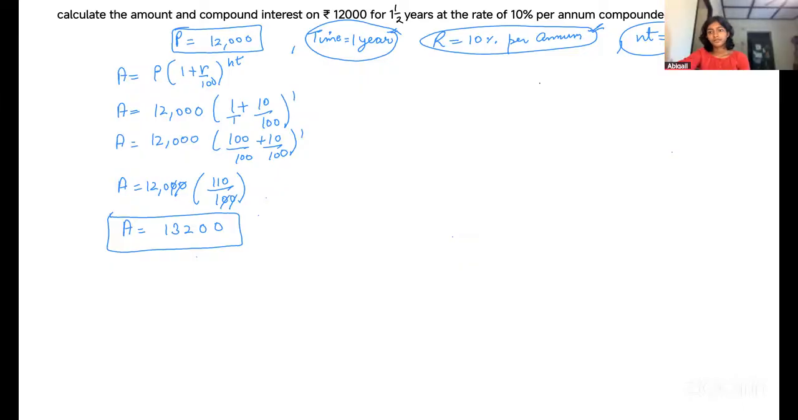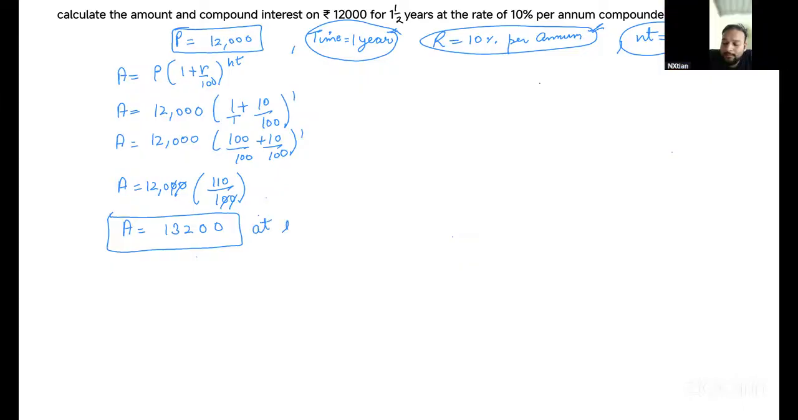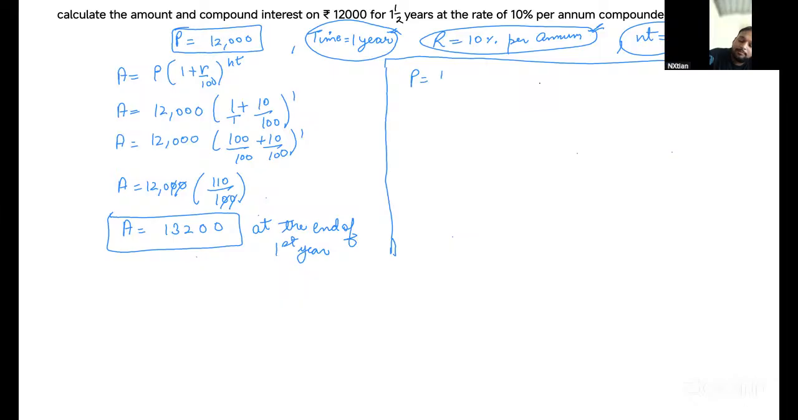This is the amount at the end of the first year. Now, if you want to calculate for the next half year, the principal will become 13,200. Listen, guys, it won't be 12,000. It will be 13,200 because this is the amount at the end of the first year. Did you understand, guys? Don't make any mistake in that.